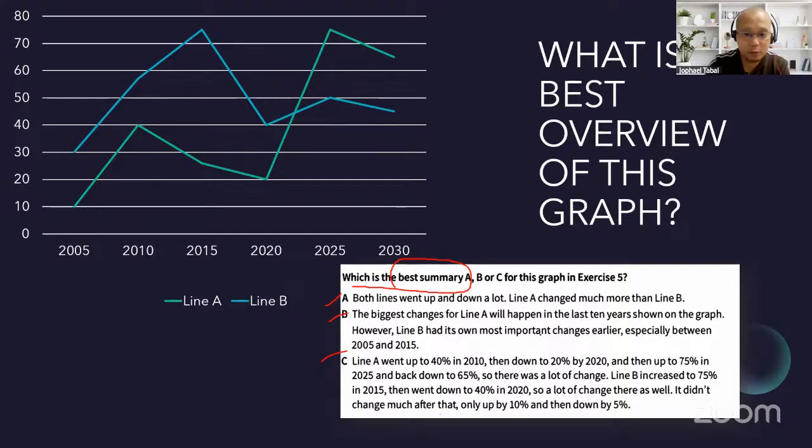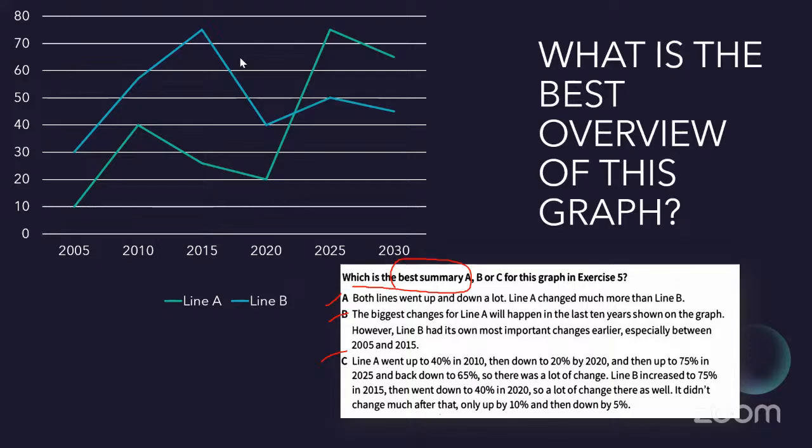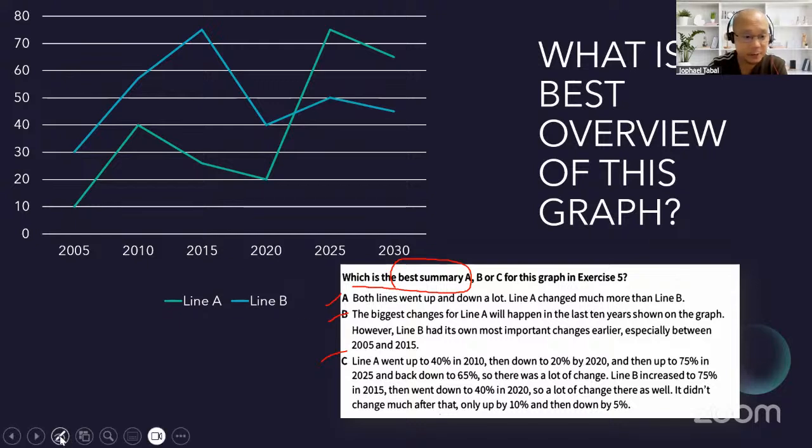All right, so Clara, what's your answer in this exercise? Which do you think is the best summary here? I think C. That's a good answer, Clara. So I think the best one here is A. Both lines went up and down a lot, and line A, the green one, changed much more than line B. So there's a big change like this, big drop, big increase, okay? So that's okay.